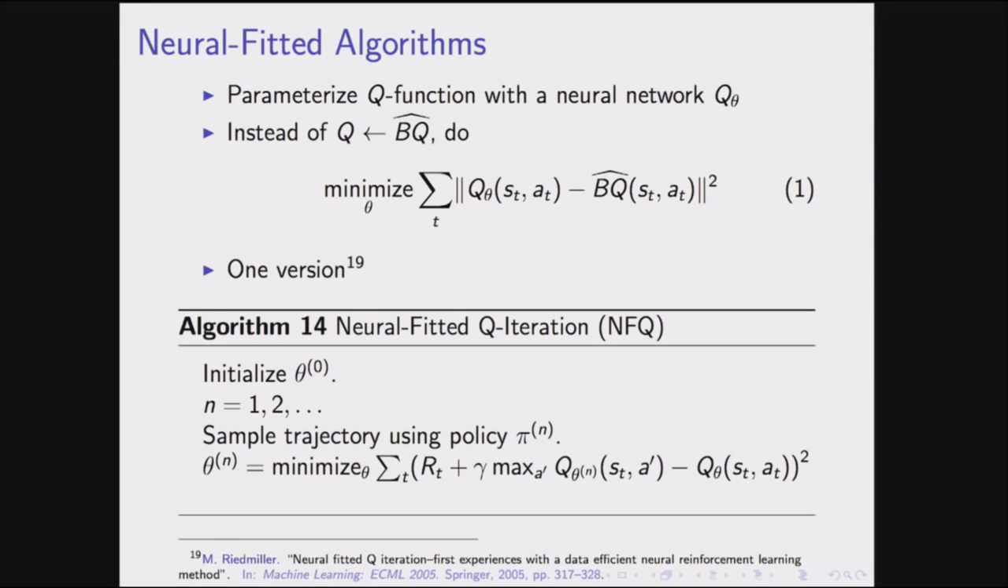So one thing I haven't mentioned so far is what do you actually use as your policy? So I said sample trajectory using your policy. If you have a Q function, you can turn it into a policy by just taking the action that has the highest Q value. That's what you typically do.